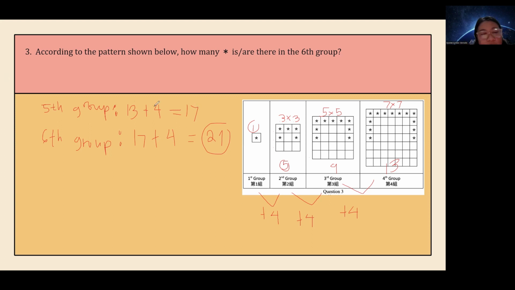So knowing the pattern for the number of boxes, let's try to actually draw the sixth group and fill in the boxes with asterisks. Okay, let's see. So this is the sixth group, and from the pattern, the fifth group will have a 9 by 9 box, while the sixth group will have an 11 by 11 box. Okay, so if that is the case, and following the pattern on how we are going to fill in the boxes, we just have to consider this column, the leftmost column, and the rightmost column, and of course the topmost row for our figure.